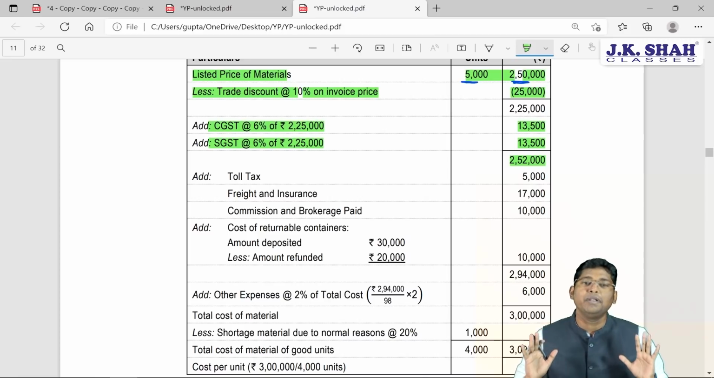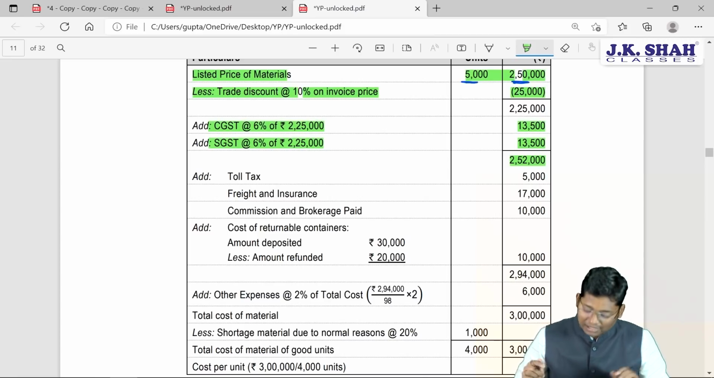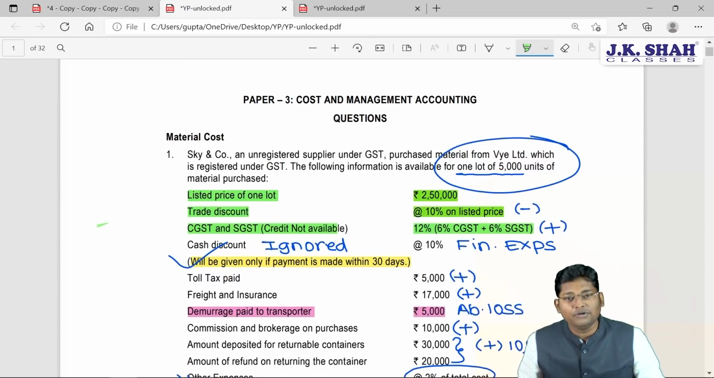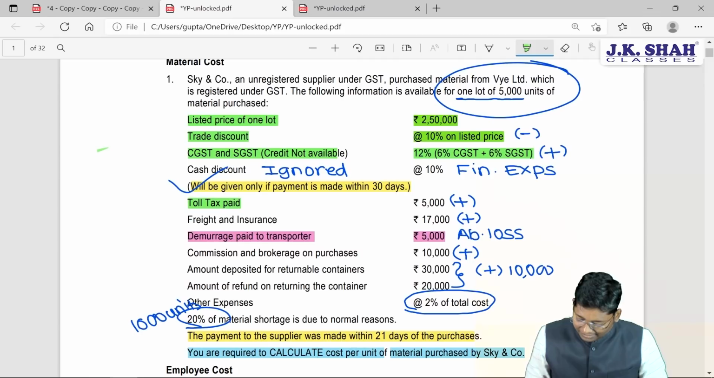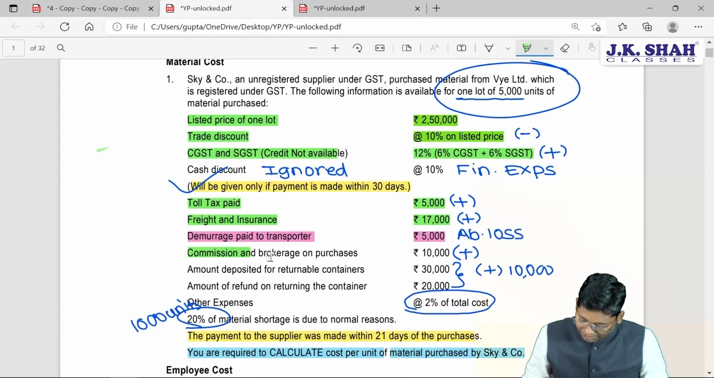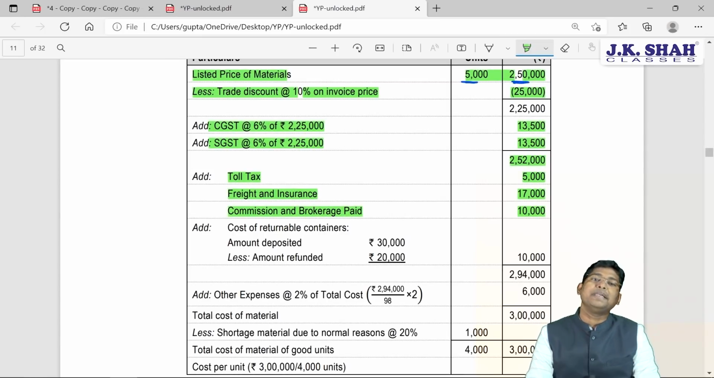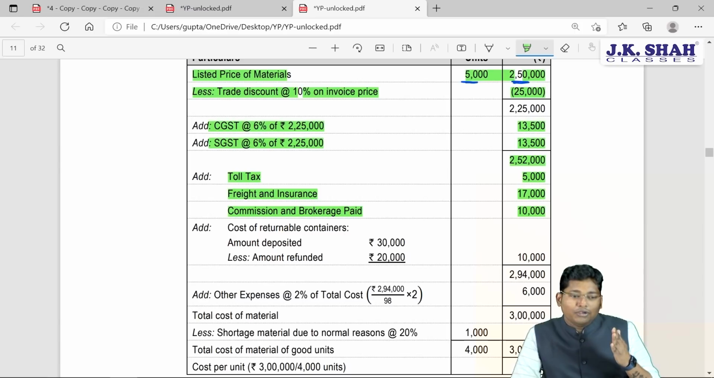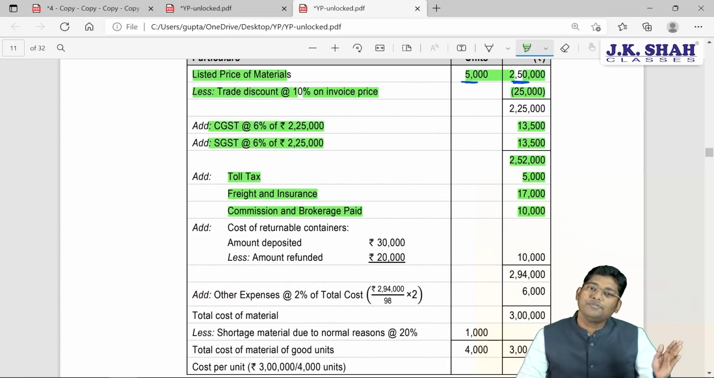It is a very simple question of calculation of cost per unit. Now in addition to this, if you check cash discount, we are ignoring it, but after that toll tax paid is given, and freight and insurance amount is given. Both these amounts we are going to add to our cost, and that's why if you check the solution, this 5,000 and 17,000 is added. Along with that, commission and brokerage on purchases of 10,000 is also added to the purchase price of the material. So all the cost, all the expenses which you have spent for purchasing the material, we are adding up, and obviously abnormal items we are excluding.